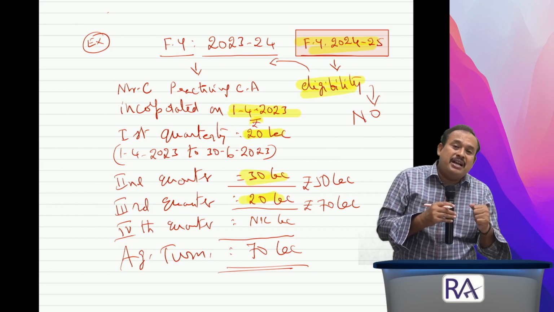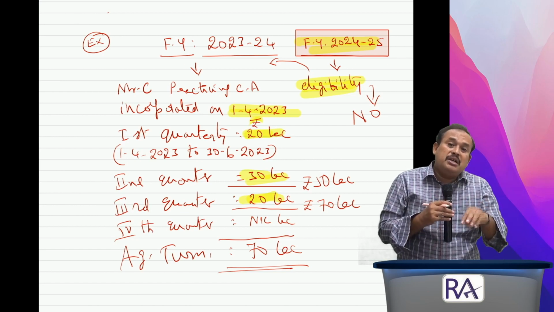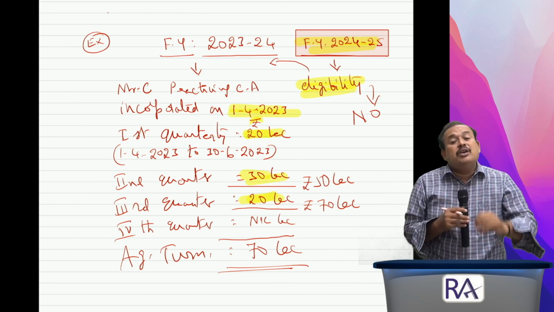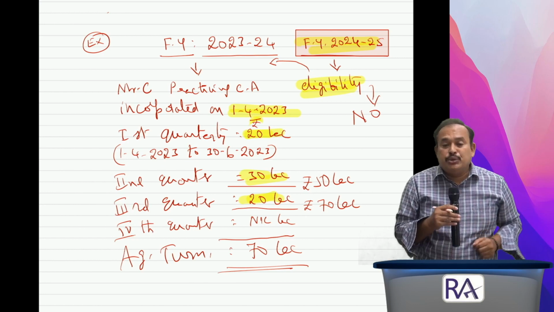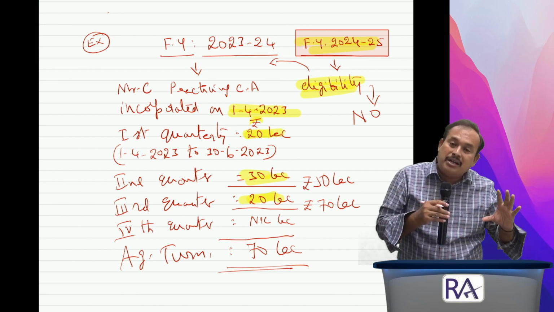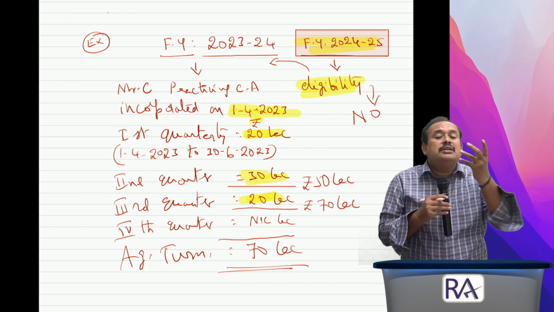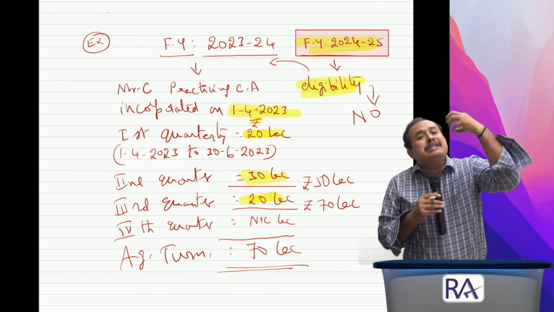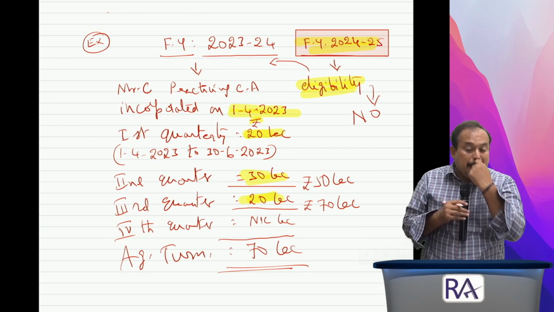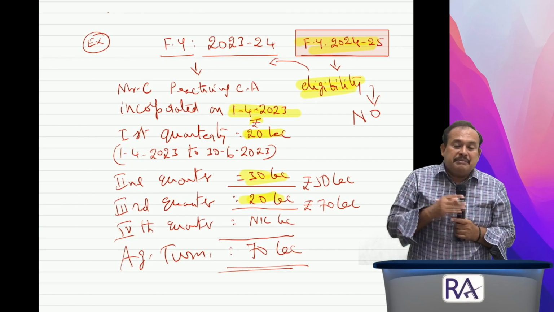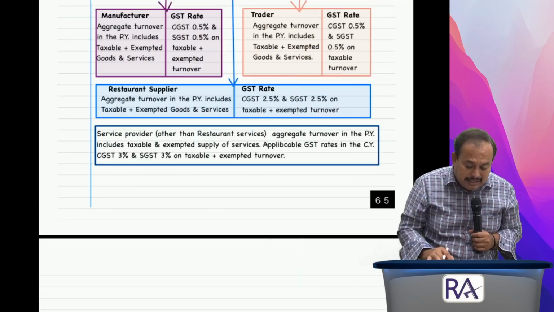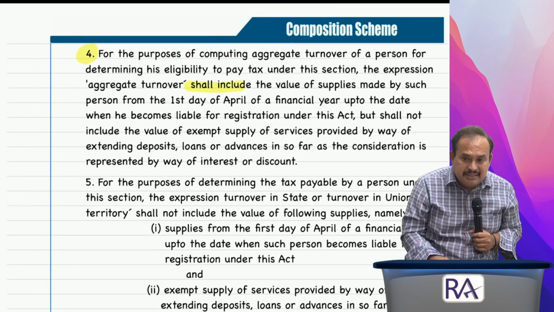Not eligible, because the previous year aggregate turnover was 70 lakhs. How did you compute that? That turnover includes turnover from 1st of April till the date of becoming liable for registration. From 1st of April 2023 to 30th June 2023, that quarter's turnover was 20 lakhs. That should be included. Sir, that is clear. That is for eligibility purposes. Now I am reading the content, and you will understand when I read it.